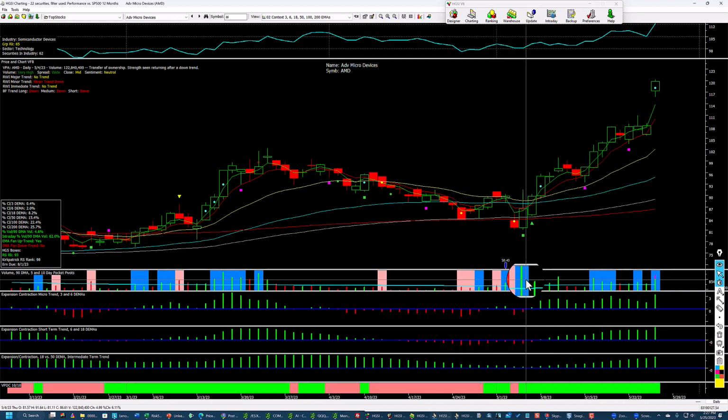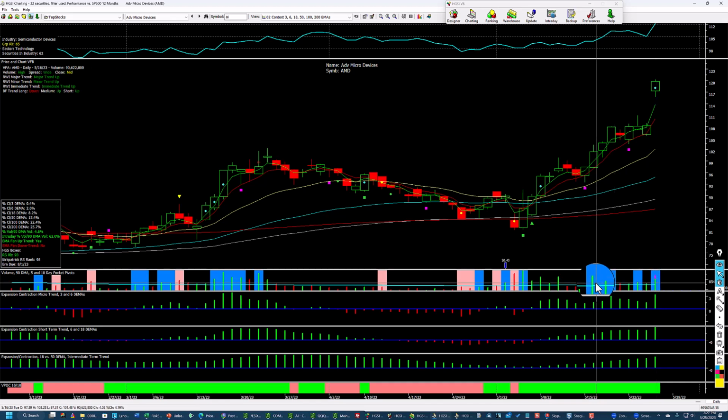Plus, there will be these blue marks where it's above average volume compared to any down volume days over the past 5 or 10 days. So this is very effective to see where the demand is supporting these moves up.